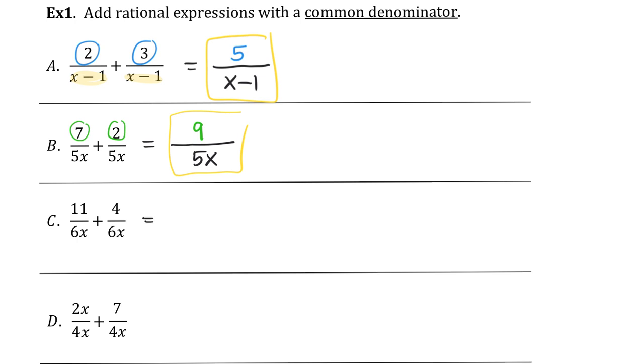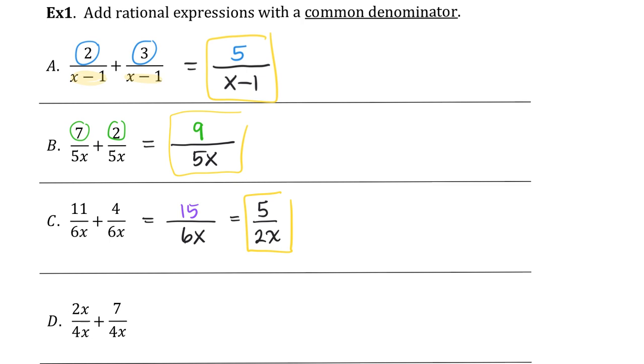Okay, C. The common denominator is 6x. And if I add the numerators, I get 11 plus 4 is 15. Does that simplify? This one does simplify, because I can divide 15 and 6 both by 3. So that's going to go 15 divided by 3 is 5. 6x divided by 3 is 2x. So simplified answer is 5 over 2x.